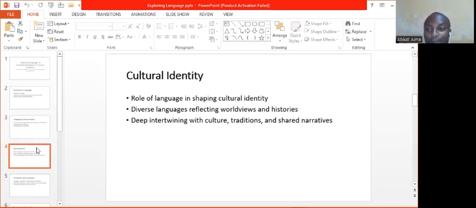Histories can be the chronological account of events from one period of time to another. Language also has a deep intertwining with culture, traditions, and shared narratives. Some of the narratives differ from one community to another, for example, legendary narratives. You find that every community has created its own. These narratives can be either true or fantasy, but all the same, they have a certain purpose that has to pass through the generations in the certain community.